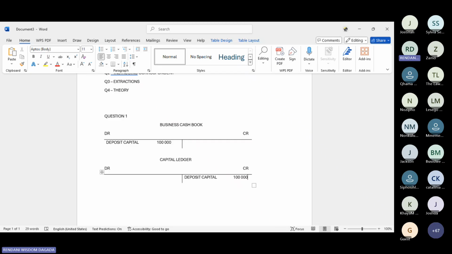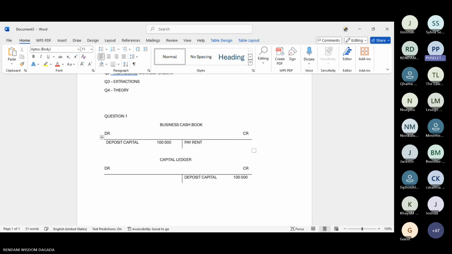On the second, you pay rent of 10,000 to ABC property. Again, you ask yourself the first question: is this a client transaction or a business transaction? This is clearly a business transaction because you cannot pay rent for a client. So again, you come to the business cash book. Is this a payment or a deposit? That is the second question you ask yourself. The question says you are paying for rent, so you need to credit, pay rent.